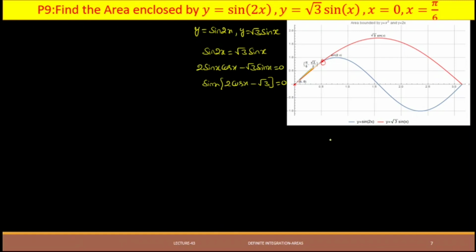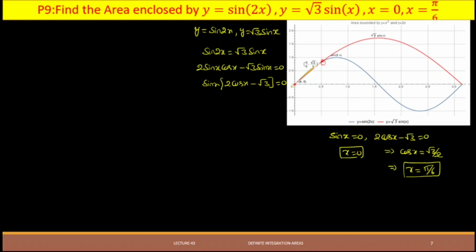Let me write that here. We get sin x is equal to 0, and 2 cos x minus root 3 is equal to 0 implies cos x is equal to root 3 by 2. So cos x is equal to root 3 by 2 implies x is equal to pi by 6, and sin x is equal to 0 means x becomes 0. So the points of intersection are x is equal to 0 and x is equal to pi by 6.